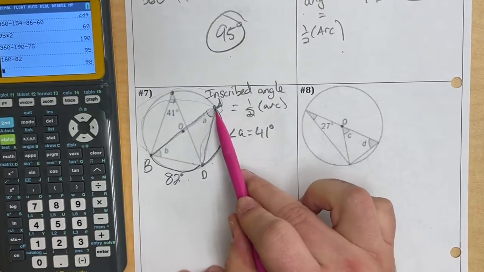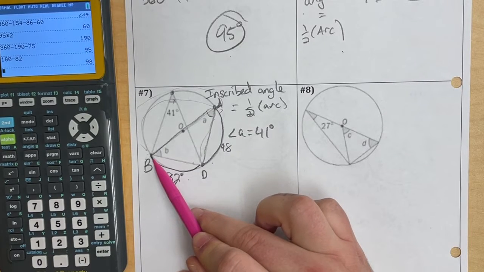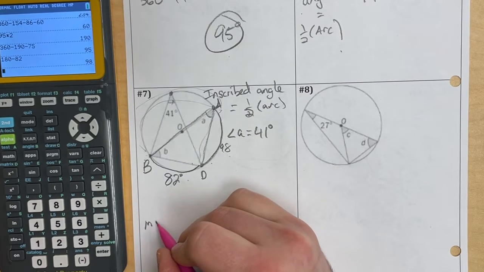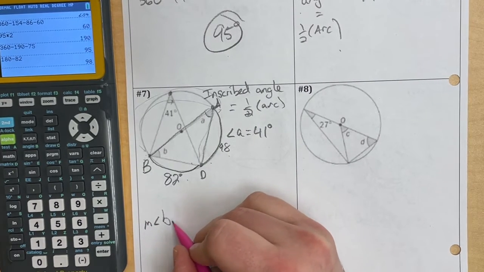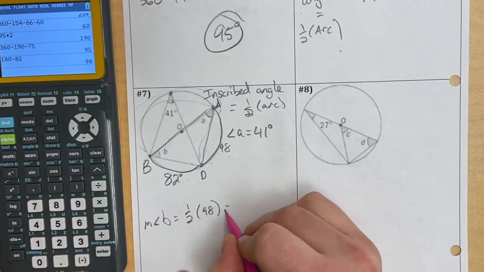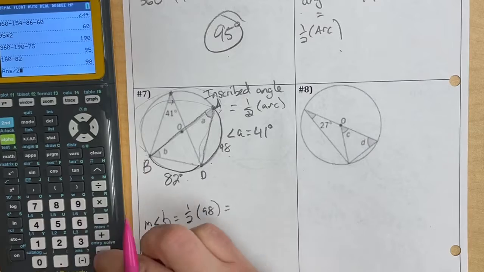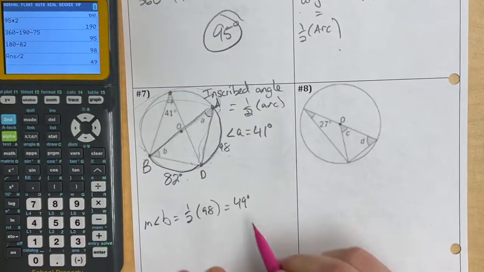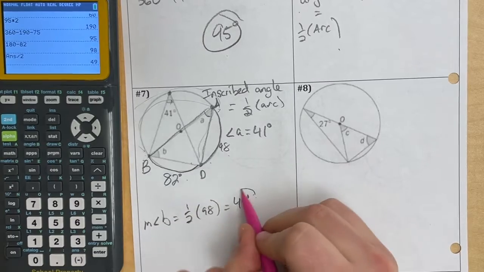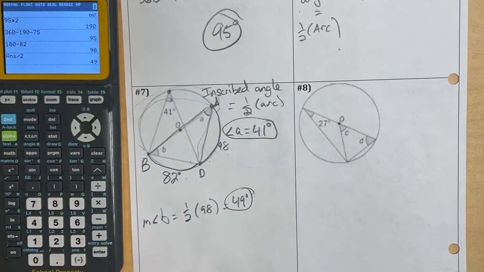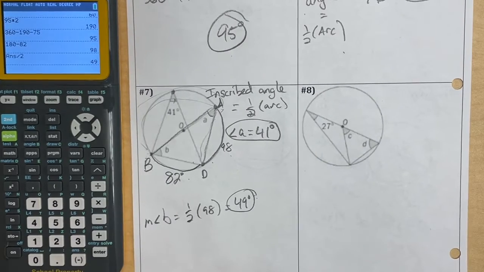And so that means that this inscribed angle B is going to be half of that. So I can take, let's say the measure of angle B is going to be half of 98. So we're going to say divided by 2. That's going to be 49 degrees. So I have angle B is 49, angle A is 41 degrees.